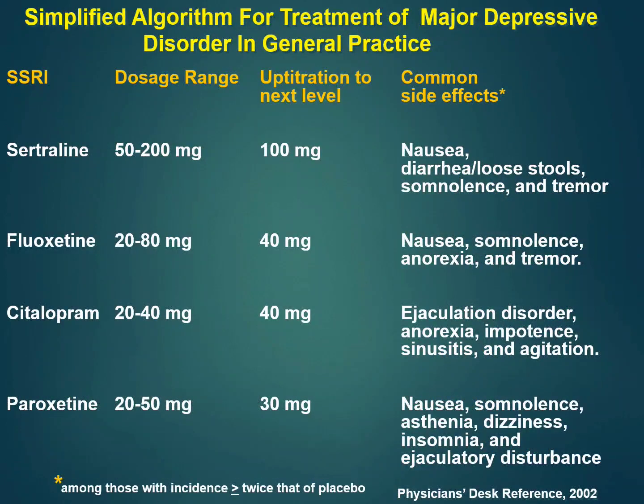These are the various doses of common SSRIs. Most commonly used is sertraline 50 to 200, and on average the maintenance dose is 100 milligram. Fluoxetine 20 to 80, 40 milligram is average, and similarly citalopram and paroxetine 20 to 50 milligram, 30 milligram is average.